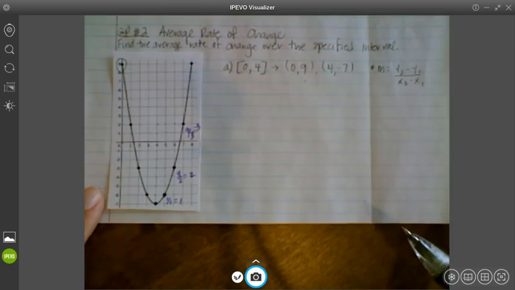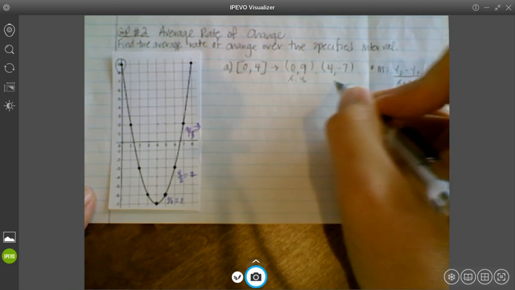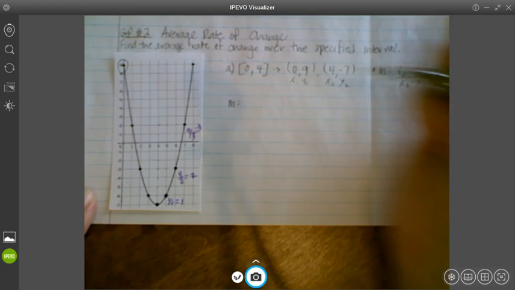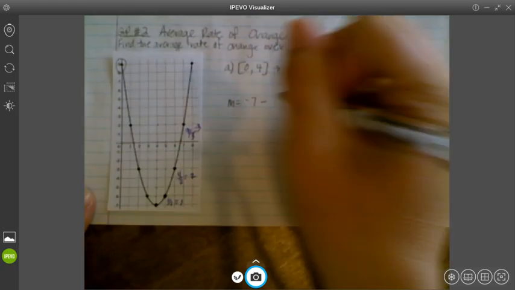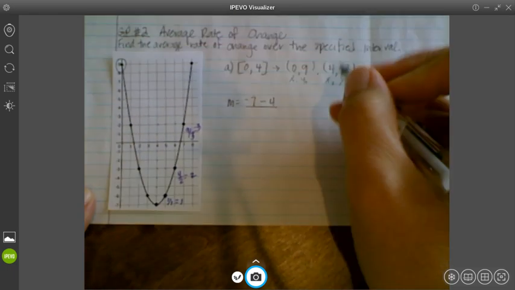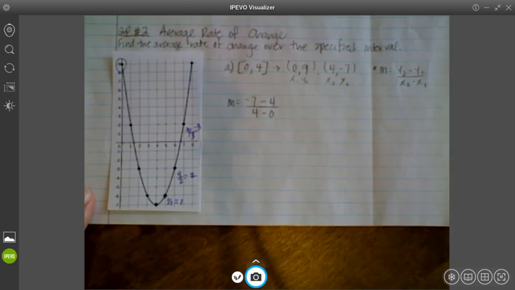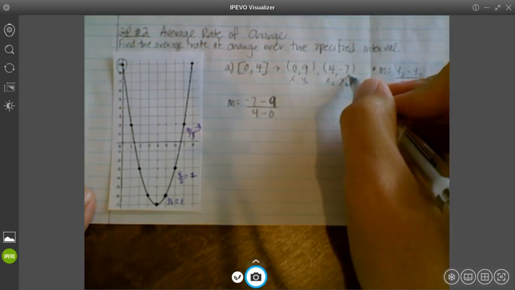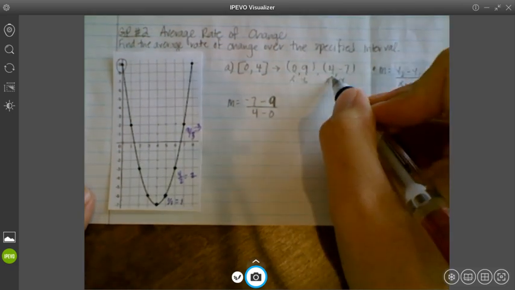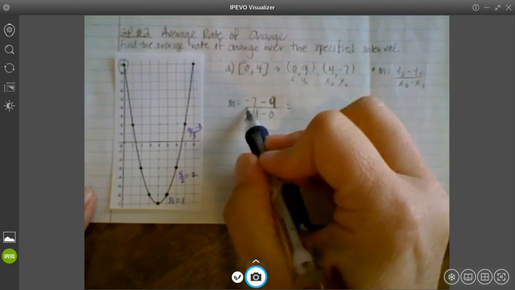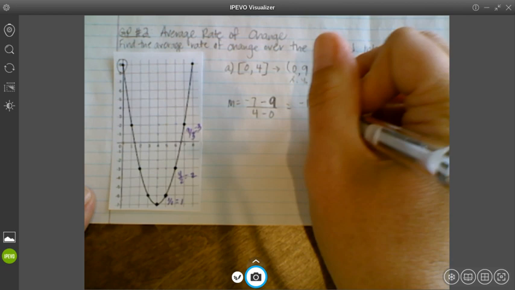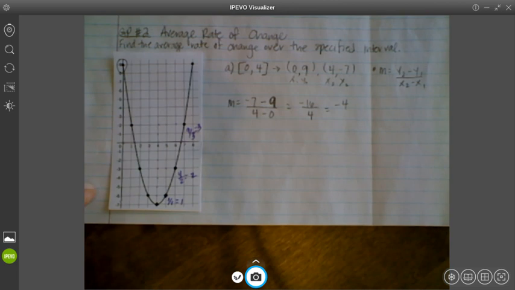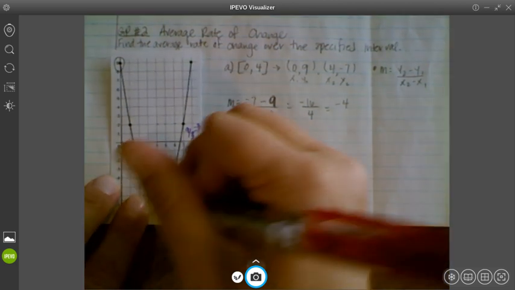So we have to use the slope formula here. This is x1, y1, this is x2, y2, and I'm going to take these values and plug them into the slope formula. So m is equal to -7 minus 4 divided by 4 minus 0. I'm sorry, not 4, 9. Goodness. -7 minus 9 over 4 minus 0. So -7 minus 9 gives us -16 divided by 4 minus 0, which is 4. And that gives us an average rate of change, or a slope, of -4.